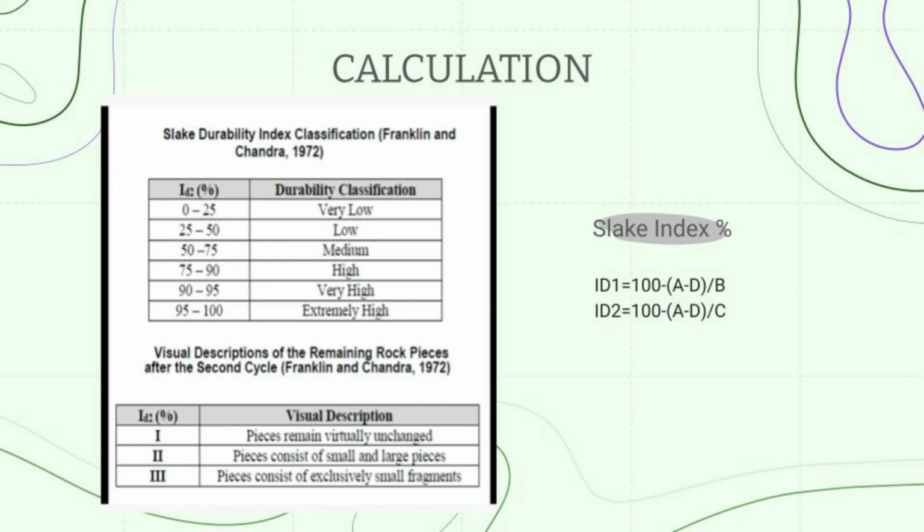For the second equation, it is just the same as the first equation, but we replace B with C, which is the mass of drum and specimen for the next 24 hours. After we calculate the slake index percentage, we can classify the durability according to this table.